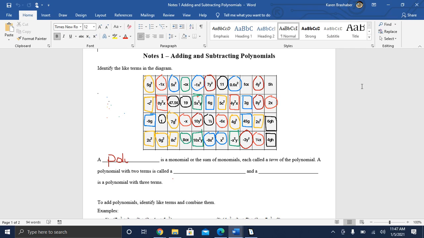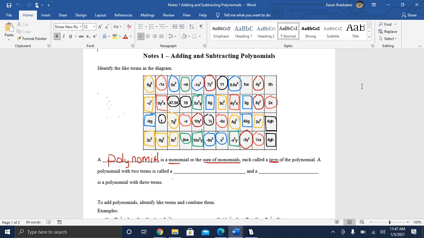So poly means many. And so a polynomial is a monomial. Monomial means one term, or the sum of monomials. So where you have individual terms added, and we could also use subtraction, since sum is the same as adding a negative. And this sum of monomials, each term would be a monomial.